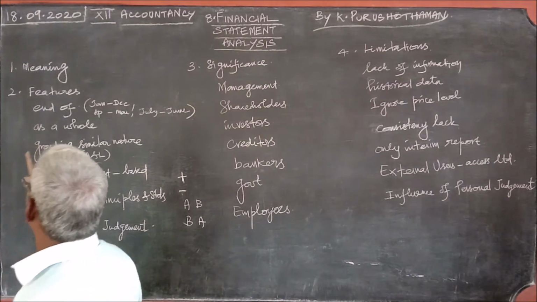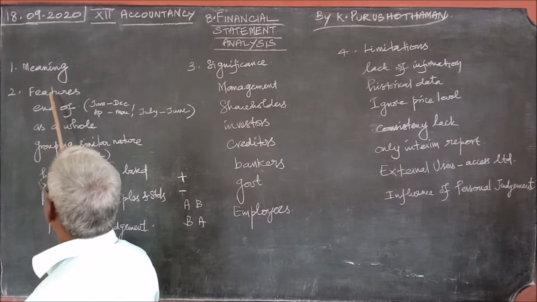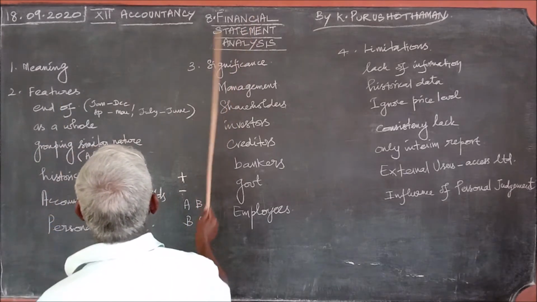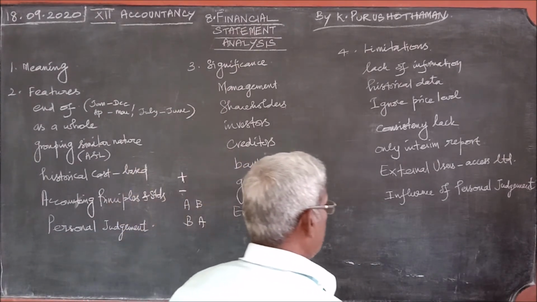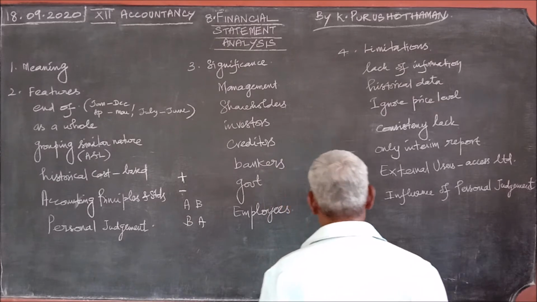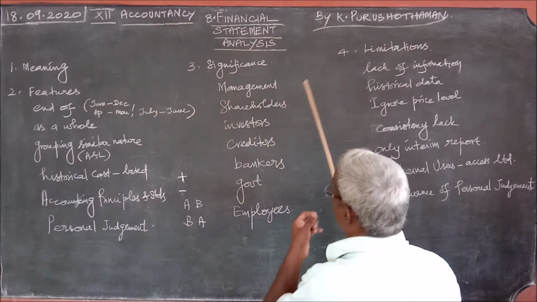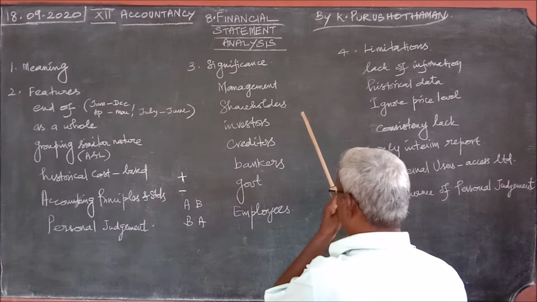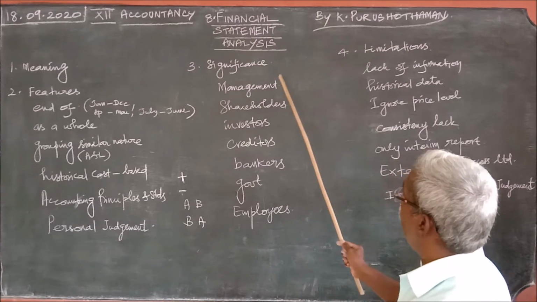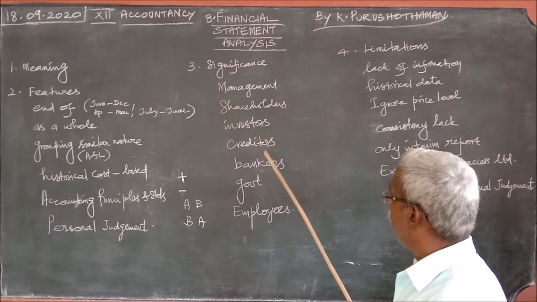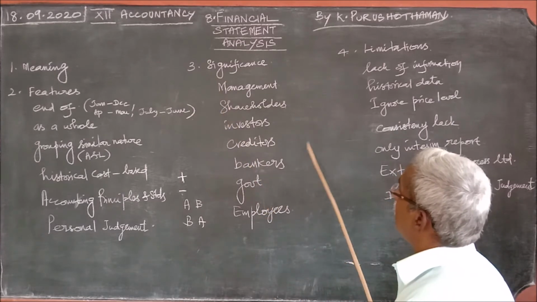So these are all some six features of the financial statement. And what is the significance? What are the points which are fixed? What is the significance here? When the statement is prepared, it is important for some people. 1, 2, 3, 4, 5, 6, 7. There are 7 persons involved in it.